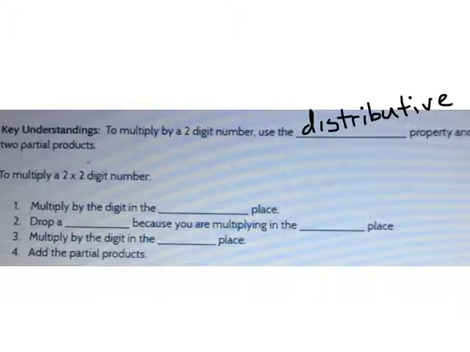To multiply a 2 by 2 digit number, there are 4 steps. First, multiply both digits in the first number by the digit in the ones place. After you're done in the ones place, drop a 0 because you were multiplying in the tens place. Multiply by the digit in the tens place. And then add your 2 partial products.